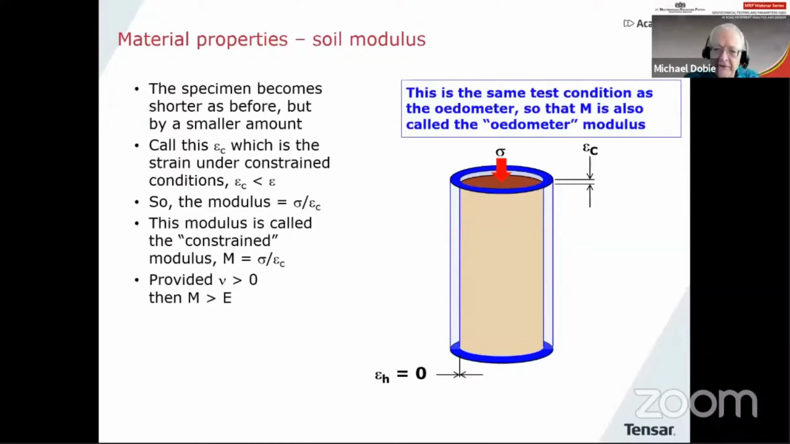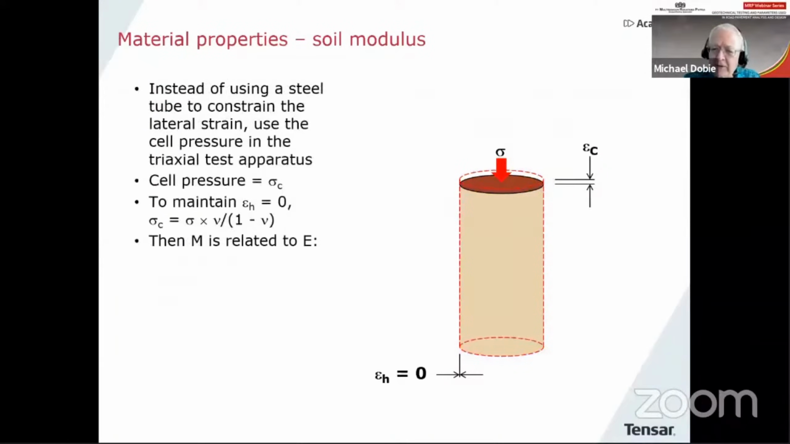In fact, this is the condition of the odometer test that we use to look at compressibility of soils. So sometimes this is called the odometer modulus. However, there's another way we could arrange this. Rather than have a rigid tube, we could apply a cell pressure and arrange that the cell pressure also makes sure we get a horizontal strain of 0. And in this case, the cell pressure would be given by this relationship. It would be equal to the applied stress times Poisson's ratio over 1 minus Poisson's ratio.